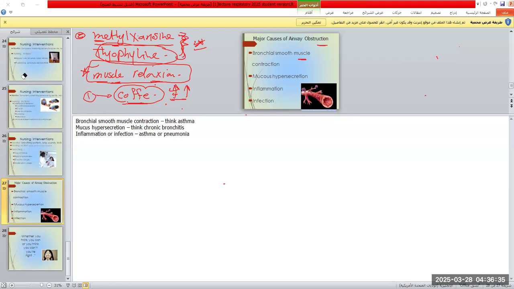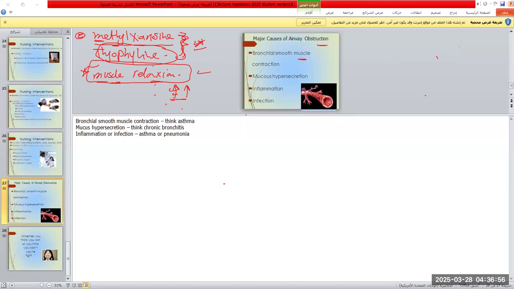It's a bronchodilator too. So what is its side effect? The therapeutic intake is too slow. This is the first thing.